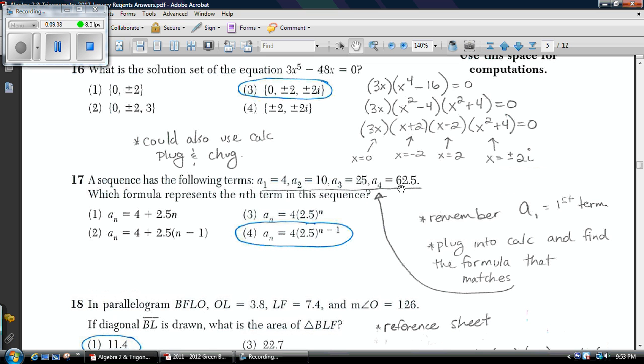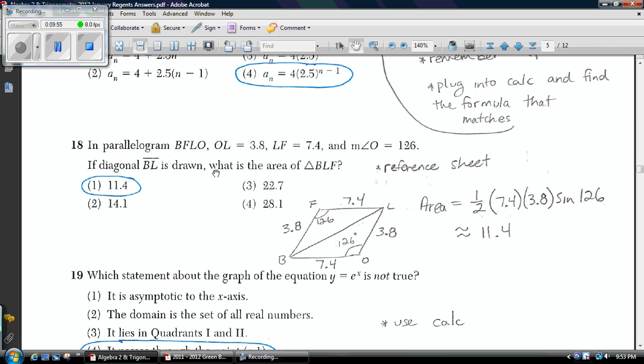Sequence has the following terms. All you're going to do is punch in and find which one of these formulas creates this sequence. The first term, the second term, the third term. You punch it in, 1 in for n, and then 2 in for n, and then 3 in for n, and find out which one gives you these exactly.